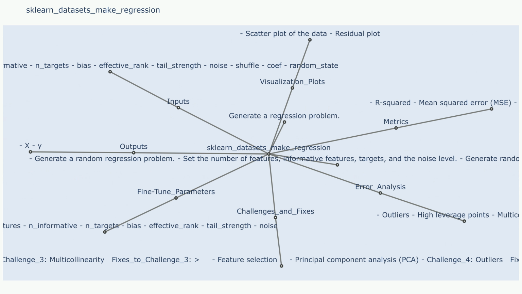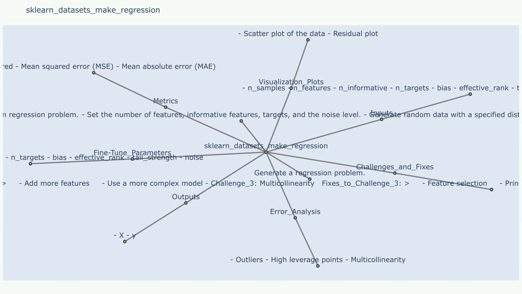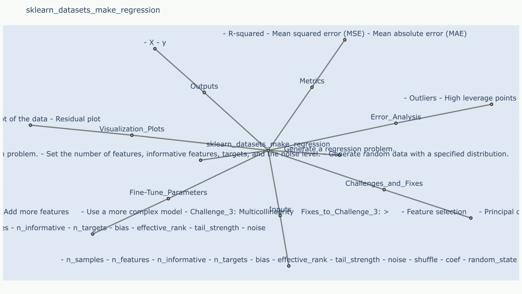Metrics. R-squared measures the proportion of variance in the target variable that is explained by the features. Mean squared error. MSE measures the average squared difference between the predicted and actual target values. Root mean squared error. RMSE, the square root of MSE, providing a more interpretable measure of error.